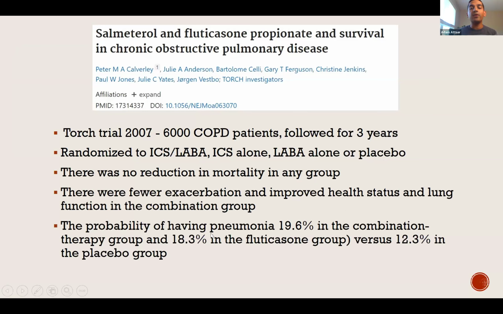But on the other hand, there was also a signal for harm. There were increased rates of pneumonia with the use of inhaled corticosteroids, with a relative increase of 40%.